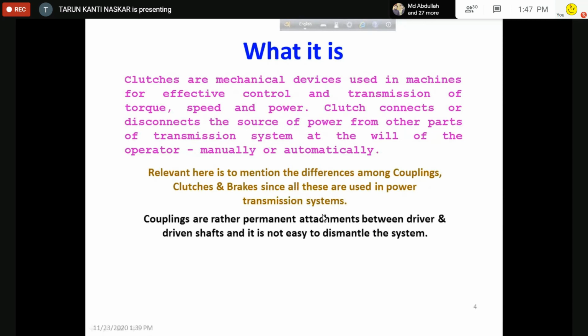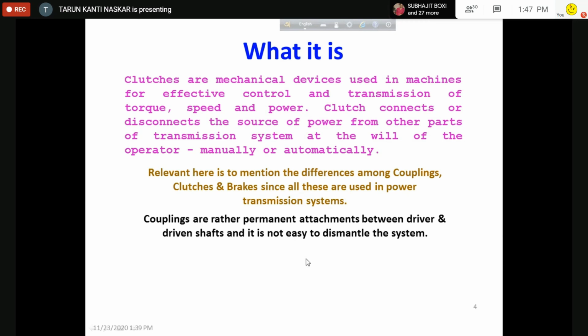Couplings we have already encountered. So what is a coupling? Coupling means there is a driver part, there is a driven part, and they are coupled permanently. So at the will of the driver, you cannot engage or disengage. It is permanently coupled. So it is not easy to dismantle. For dismantling, you have to stop it, then you have to unscrew it and do many things, then you can dismantle it.